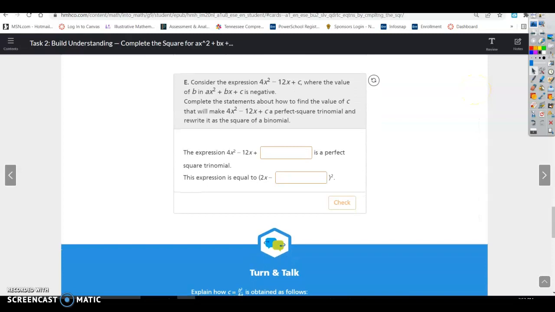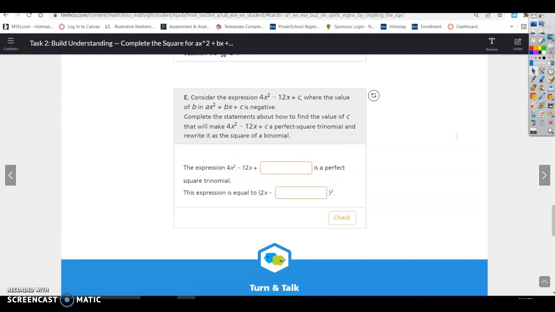Consider the expression 4x squared minus 12x plus c, where the value of b in ax squared plus bx plus c is negative. Complete the statement about how to find the value of c that will make 4x squared minus 12x plus c a perfect square trinomial and rewrite it as a square of a binomial. All right, so the expression, all right, so if we want to find this one, we can do what we just did a second ago.